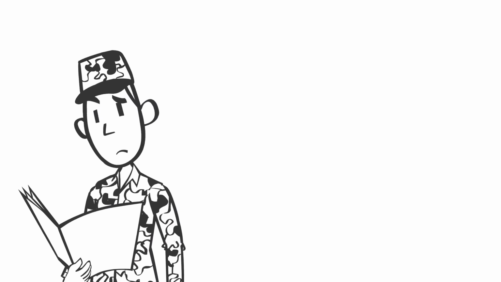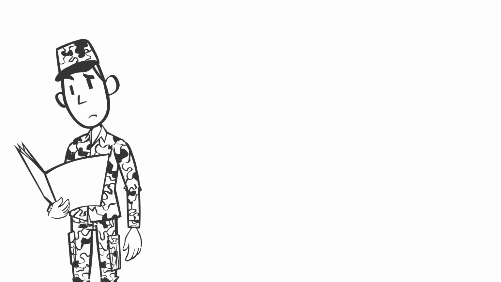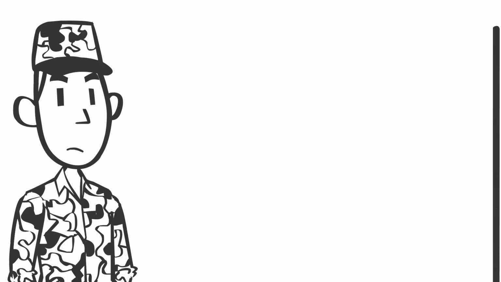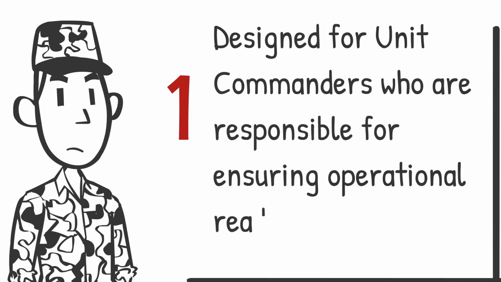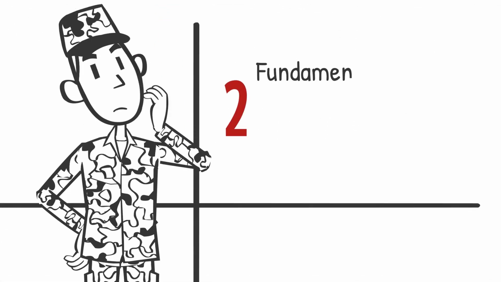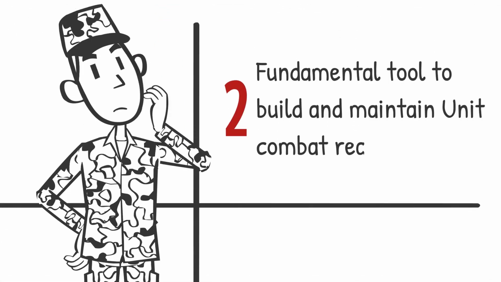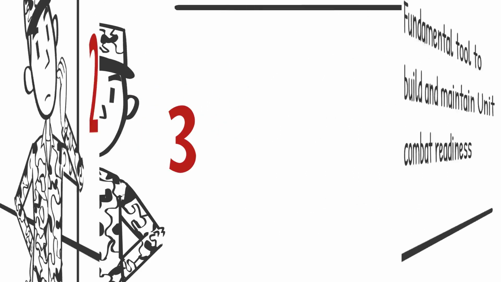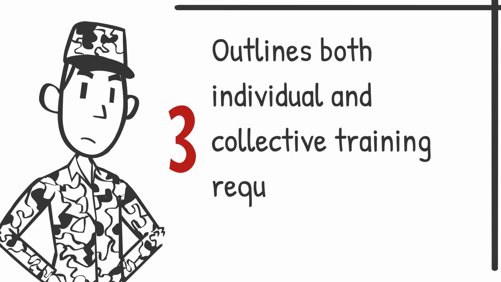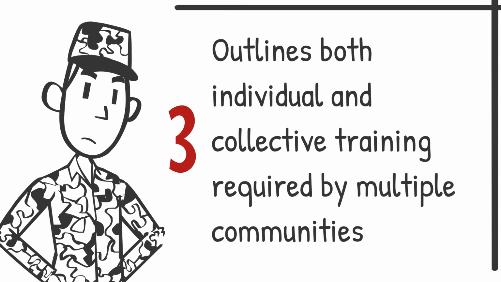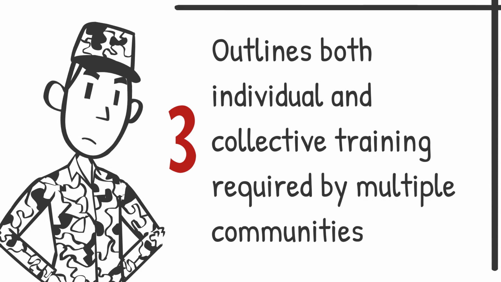To understand how to use the T&R Manual, you must first understand the basics. The T&R Manual is designed for use by unit commanders who are responsible for ensuring operational readiness through effective training and planning. It is a fundamental tool for unit commanders to use to build and maintain unit combat readiness. The T&R Manual outlines both individual and collective training required by personnel assigned to MSG detachments, as well as HNS Company, MSOW, and the regions.